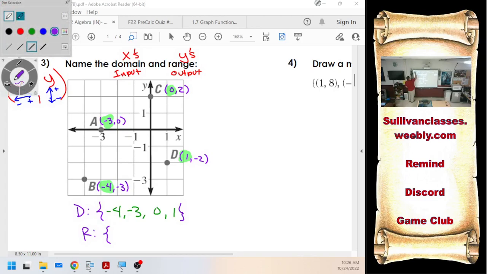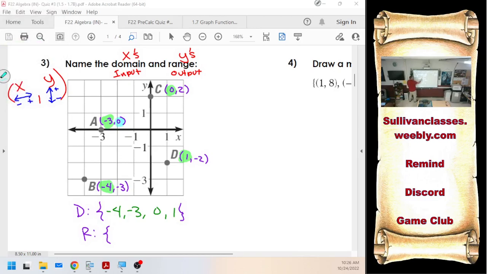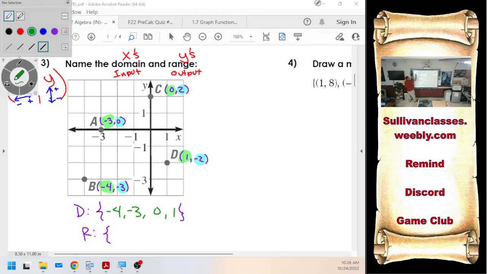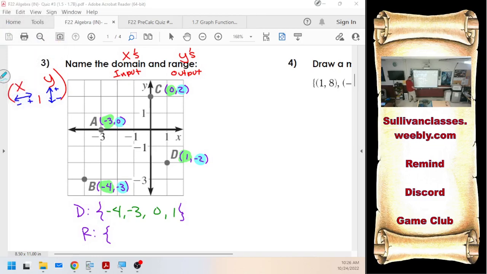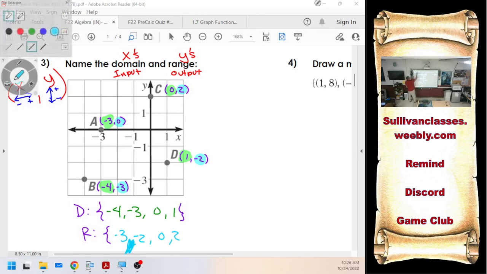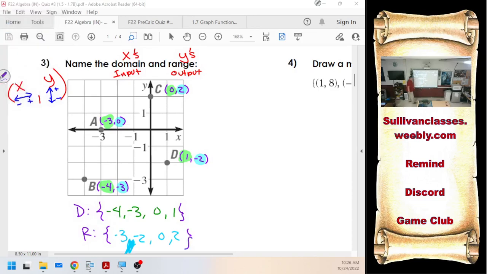Go check your y's. My y's, my y's. And I'm going to write negative 3, negative 2, 0, 2. Oh, that's 1 comma, I swear. Close your little squiggle bracket. You're done. That's it. It's just list the domain and range.